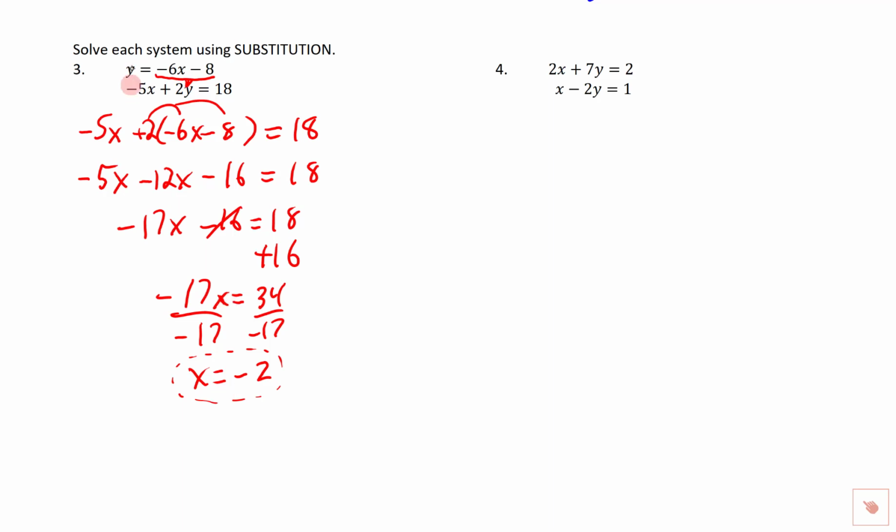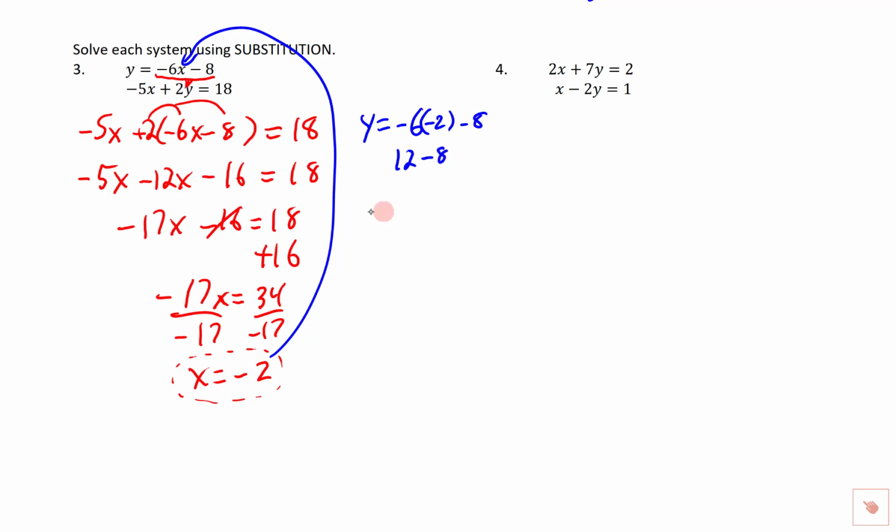We know what x is. We're trying to find y. So I'm going to take this and put it right there. So we get y equals, this is going to be negative 6, and x was negative 2, so we're going to plug in a negative 2 for x, and then minus 8. This is going to be a positive 12 minus 8, so we get y equals 4.